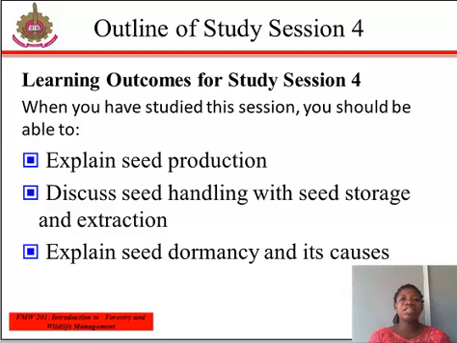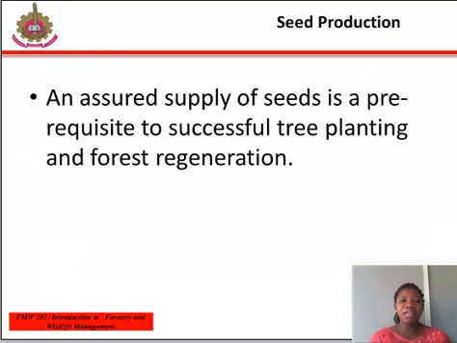At the end of this study section, you should be able to explain seed production. Secondly, you should be able to explain seed handling, with seed storage and extraction. And lastly, you should be able to explain seed dormancy and its causes. Let's talk about these learning outcomes one after the other.